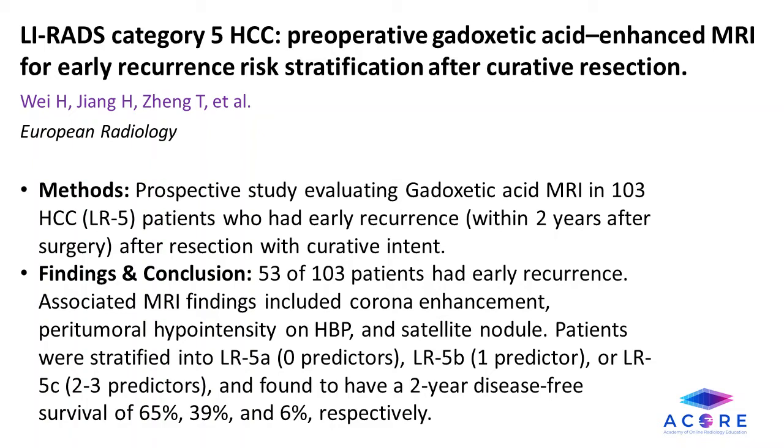Patients were stratified into the LR5A, LR5B, or LR5C categories based on the number of predictive findings that they had. And these were found to correlate with 2-year disease-free survival of 65%, 39%, and 6% respectively.